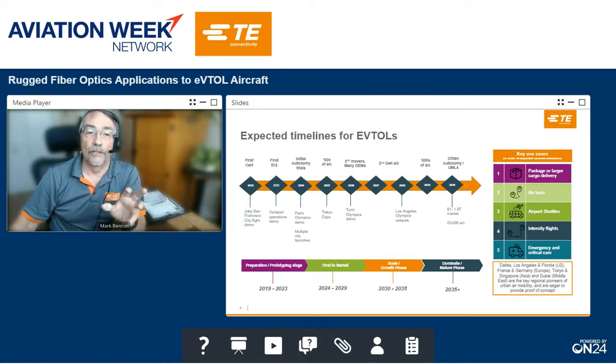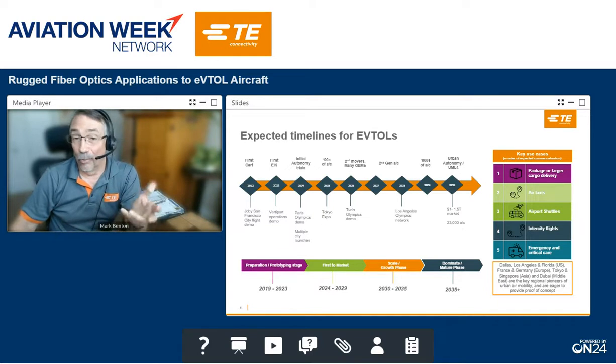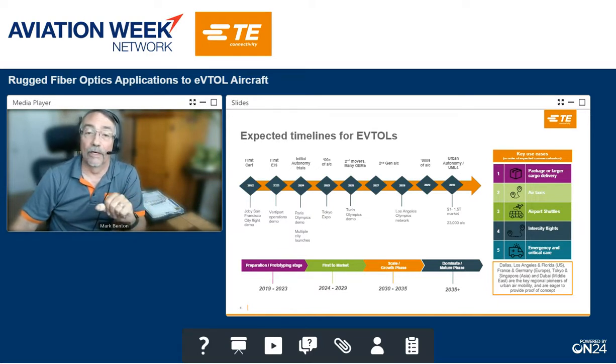As you move into the 26 to 28 period, we expect there'll be more demonstrations, there'll be more OEMs engaged in providing aircraft, and the second generation of aircraft development based on the learnings up to that point will start to take place. And finally, by the time you get to 29 and 30, the expectation is there'll be thousands of aircraft, and you're looking at a $1 to $1.5 trillion urban air mobility market.